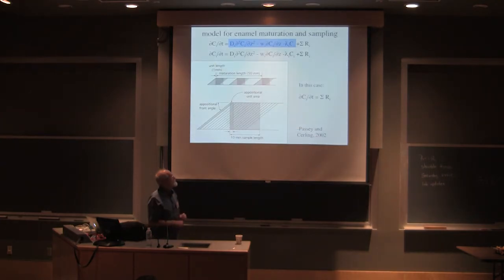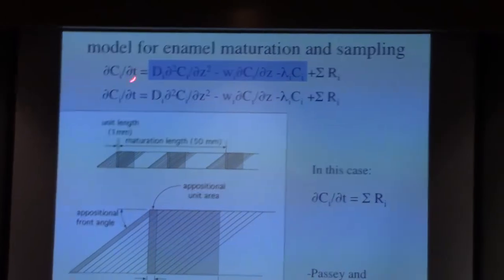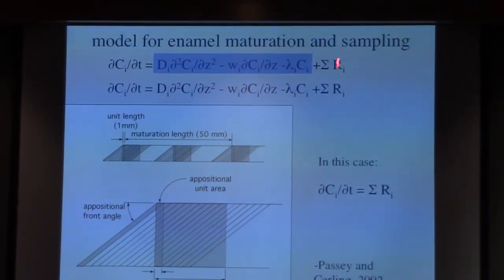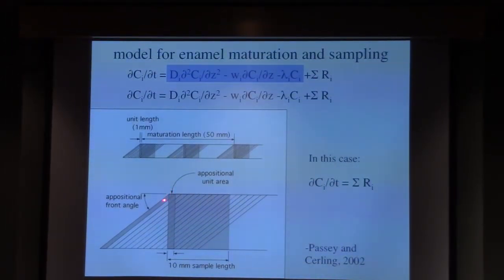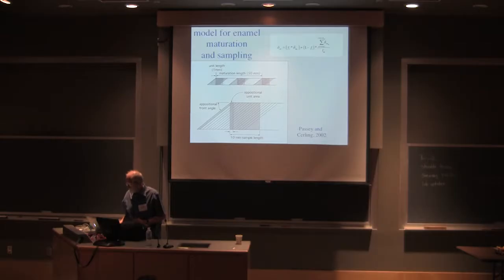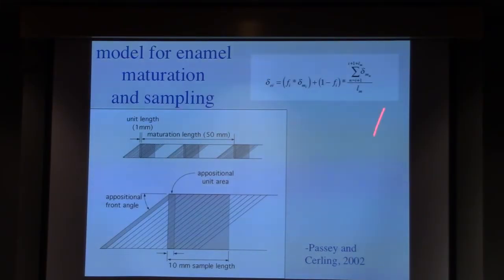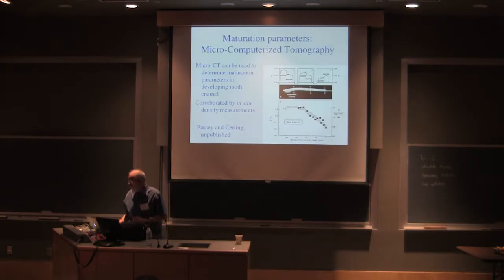All right, so here's the mathematical problem. So now we have partial C, partial T, and we just have all of these chemical reactions to take place. No rate constants, no advection, no diffusion. Okay? So we lay down enamel like this, but we actually sample a volume that cuts across these appositional surfaces. All right, so this is just a mathematical way to describe it. Okay, it's good to think about how this mathematics can help you.